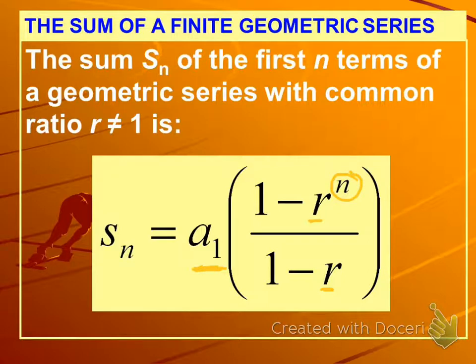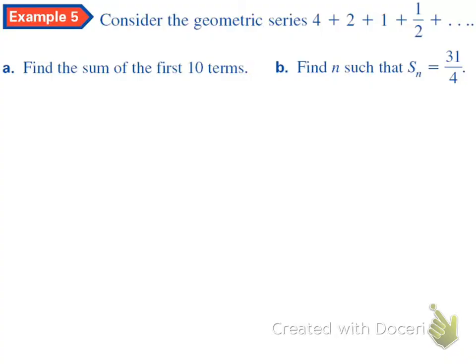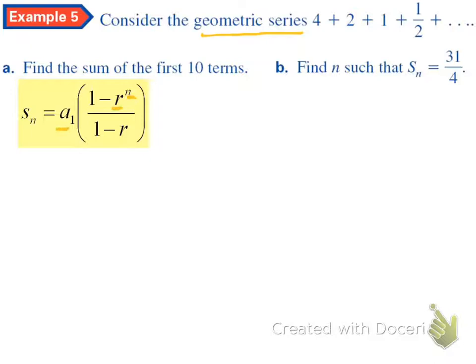So let's give it a try. In example 5, we're told that this is a geometric series. So we know we want to use the rule that we just discussed, where the sum can be found by multiplying the first term times 1 minus the rate raised to the nth power over 1 minus the rate.